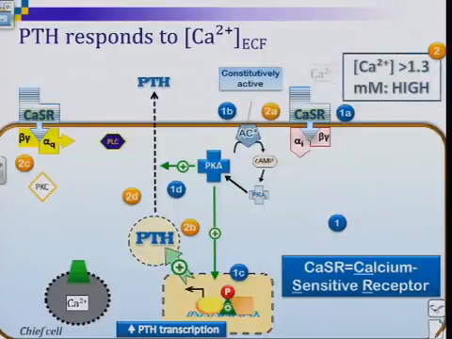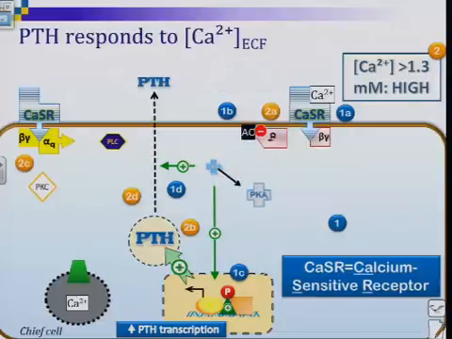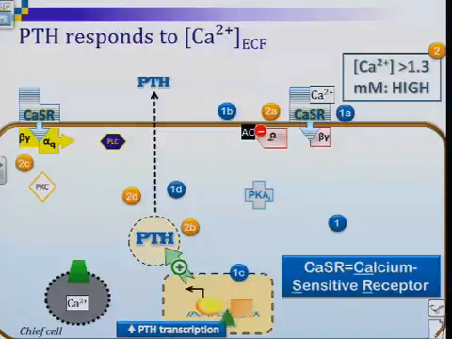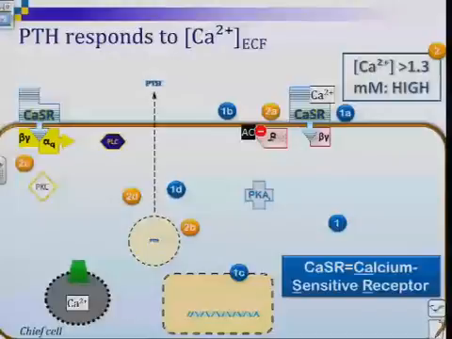Now, when calcium concentrations are high, the calcium-sensitive receptor is occupied by calcium. When it's bound to calcium, the G-alpha-I coupled component now inhibits this constitutively active adenyl cyclase, inactivating protein kinase A, reducing its biosynthesis and its exocytosis. The calcium-sensitive receptor is also coupled to G-alpha-Q.